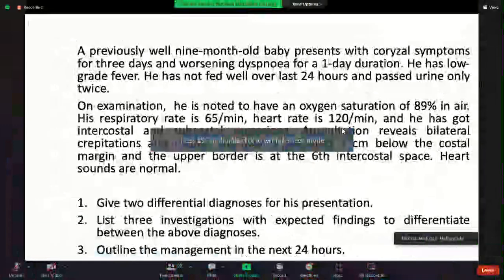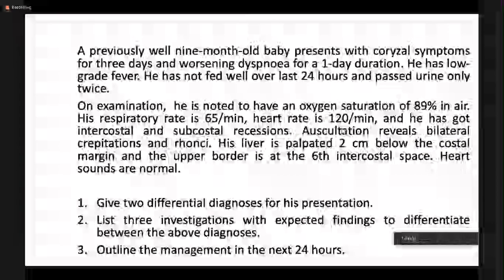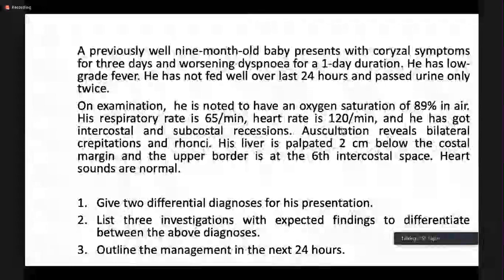Anything in the first para that you think is important? So you talked about the second paragraph. Yes, madam. The presentation, the coryzal symptoms for 3 days and worsening dyspnea for 1 day duration, and the fever also. And at the same time, urine output is also less, madam, for the last 24 hours. Okay, yeah, that's a very important thing. As you can see, he has not fed well. All right. So, continue, Sujan. Madam, for the differential diagnosis, the child previously got an upper respiratory tract infection followed by a lower respiratory tract infection. Could it be, madam?